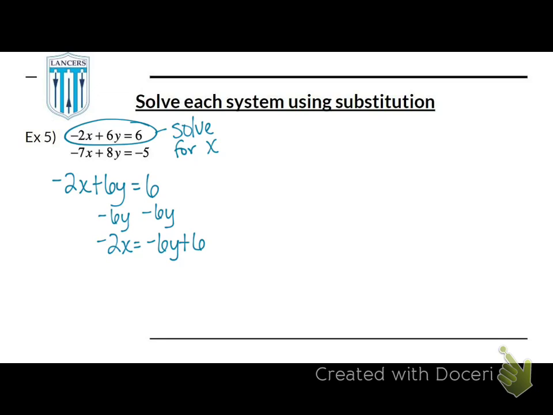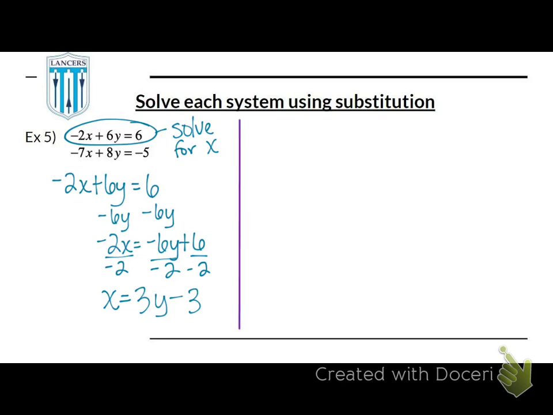Then we would do our division. Make sure you're doing it to every term and make sure you're dividing by a negative so your signs are coming out correct. So x equals, negative divided by a negative is a positive 3y. A positive divided by a negative is a -3. Keep track of your signs. Okay, x is already alone, so we're good to move on.